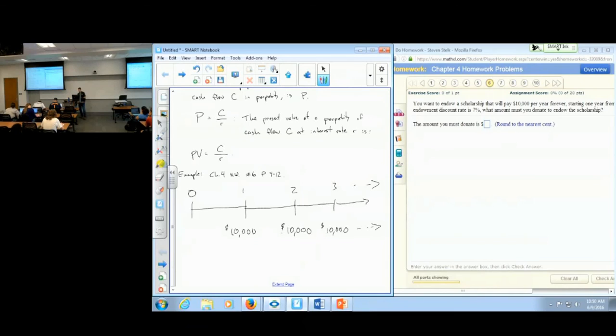So from the definition, what that is equivalently asking is, what is the present value of a cash flow of $10,000 per year forever, given an interest rate of 7%? Right, those two questions are exactly the same. How much must we deposit today? It's the same as asking, what is the present value of this perpetuity?